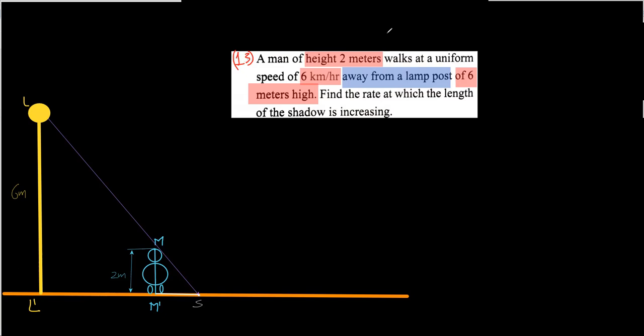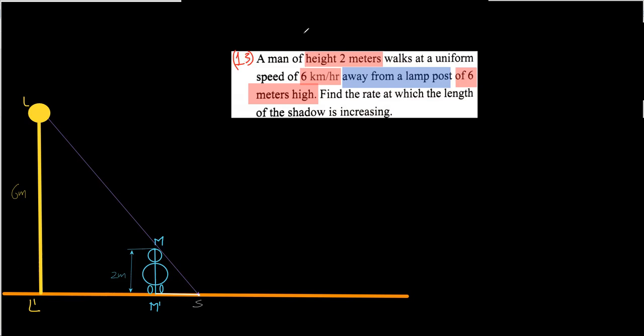Now, the man is walking away from the lamppost, and as he is walking at a speed of 6 kilometers per hour, I have to find the rate at which the length of the shadow is increasing. As he walks away, students, what will happen? The length of the shadow will increase.